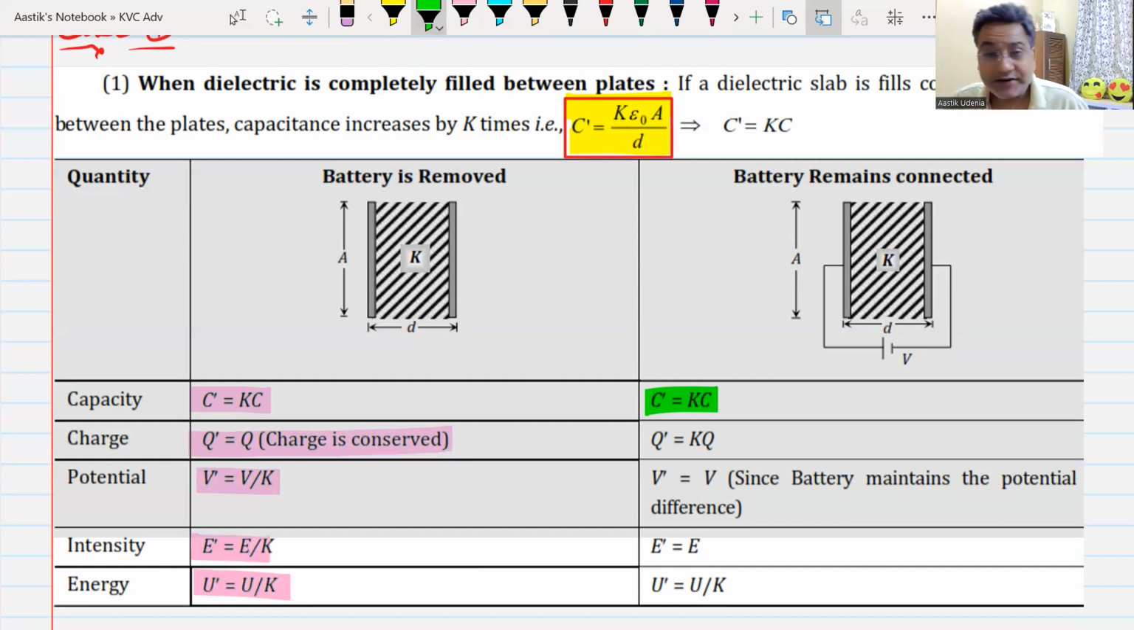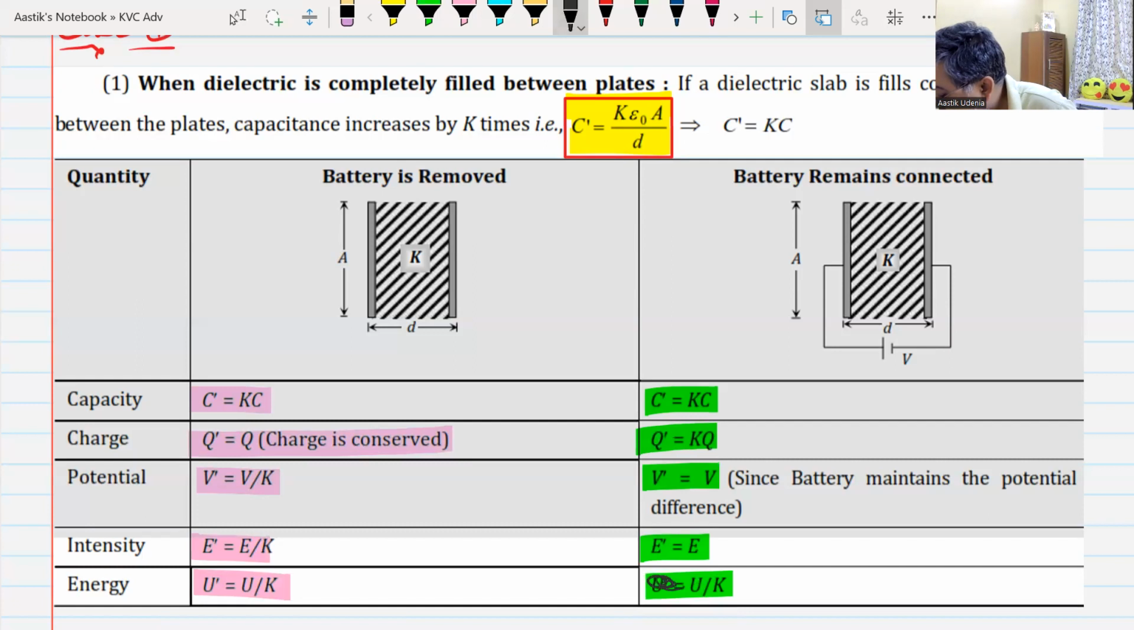But when the capacitor is connected to the battery and then the dielectric is inserted, the charge on the capacitor becomes K times. Since the battery is connected, voltage drop remains same, electric field remains same, but the energy becomes K times. This is wrong. The energy would become K times. So just correct it. Energy will become K times the initial energy.